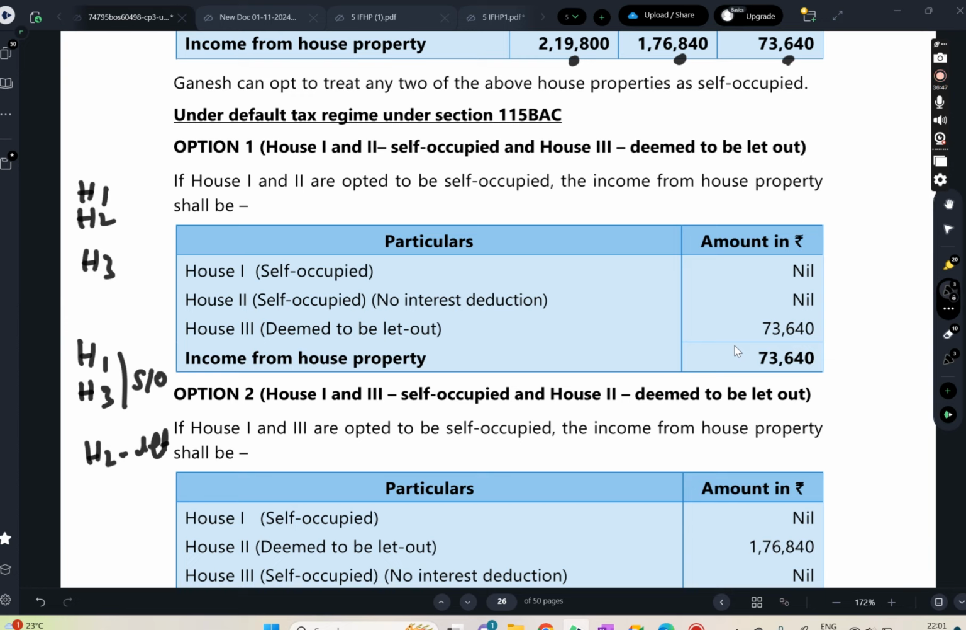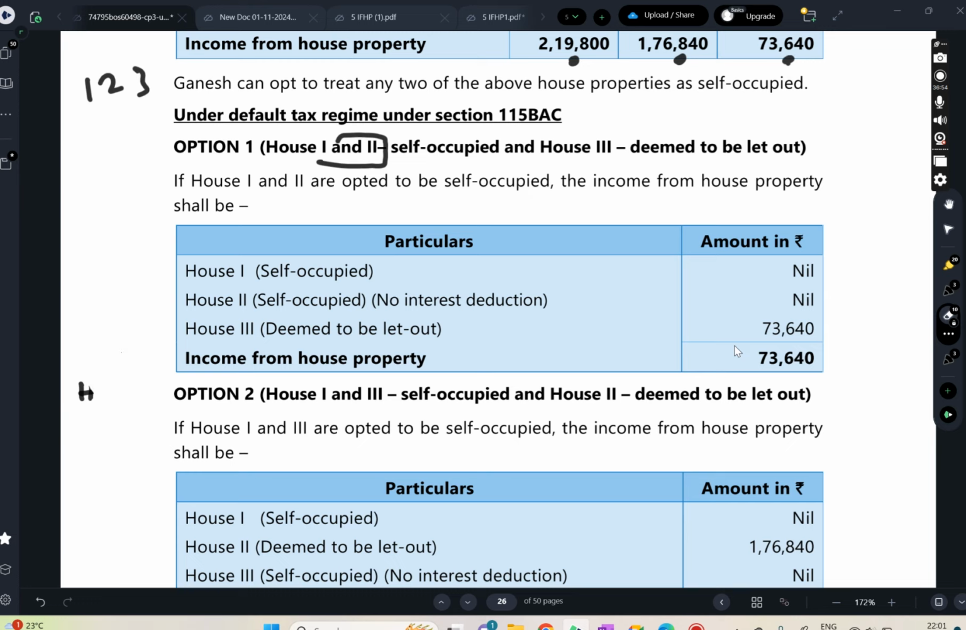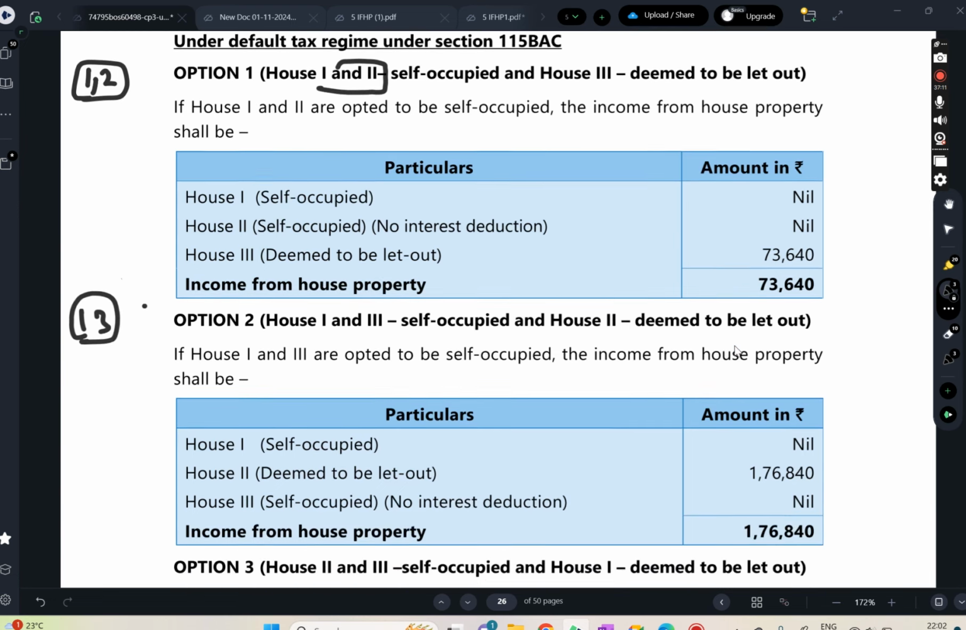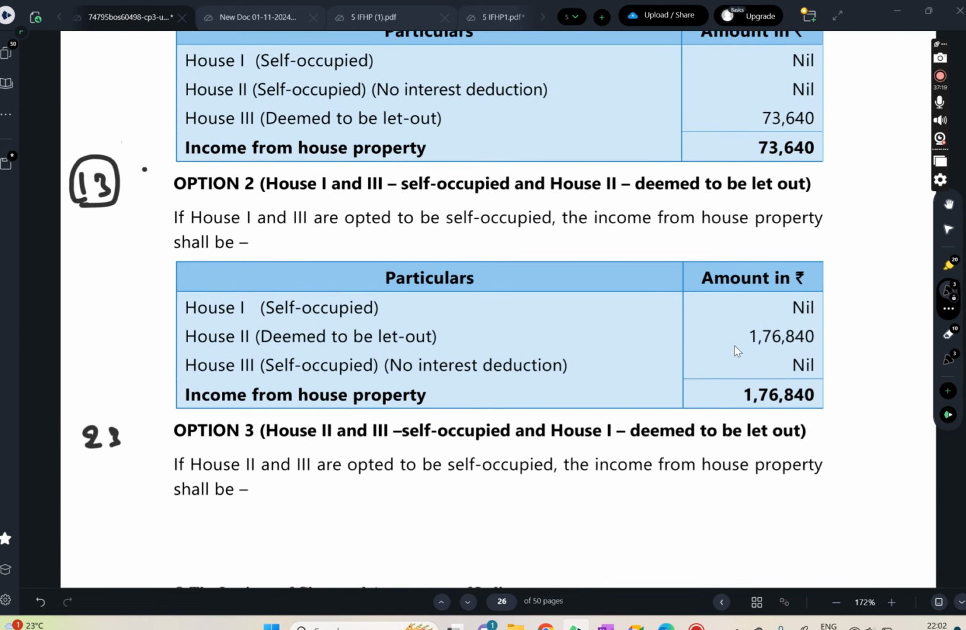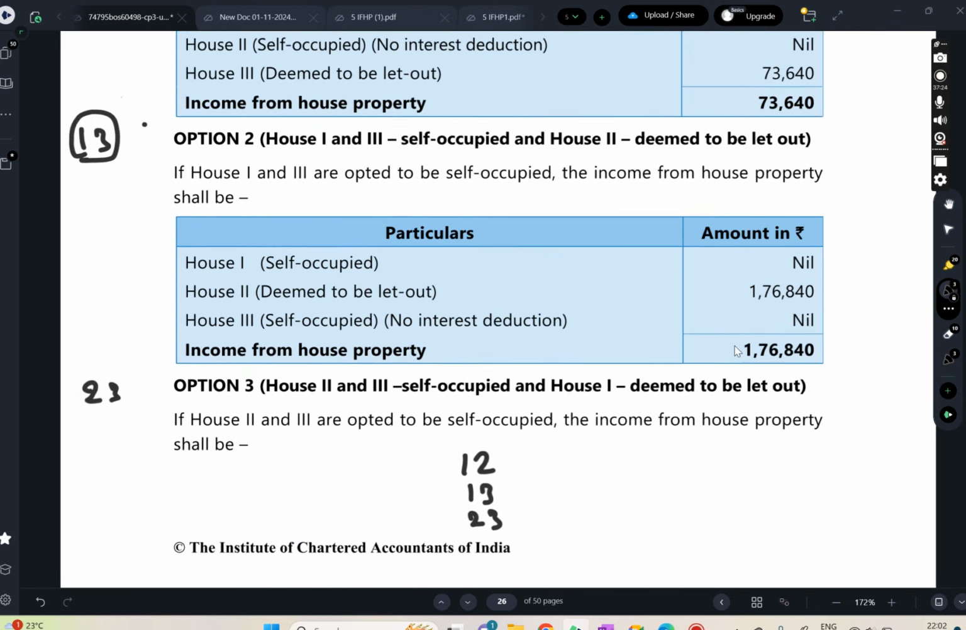See what they have done here. Normally you have 1, 2, 3, right? Choose the scenarios. What they have done here, they chose option 1, 1 and 2, that means 3 is let out. Then option 2, here 1 and 3, that means 2 is let out. Then again here they chose 2 and 3. Now while choosing, how do I come up with these numbers? If you write all these, 1 2, 1 3, 2 3, that's what they have written.